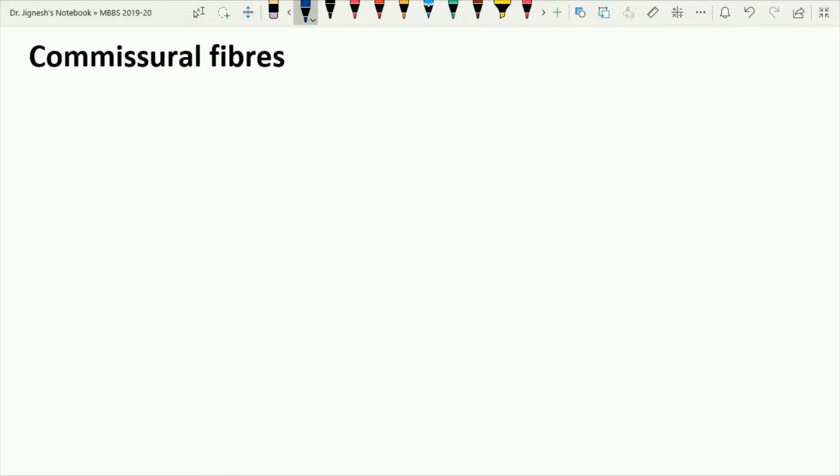Now let's see the commissural fibers. These commissural fibers interconnect the identical areas of the two cerebral hemispheres, and that's why we can say that commissural fibers are interhemispheric fibers. The bundles of such fibers are called commissures.